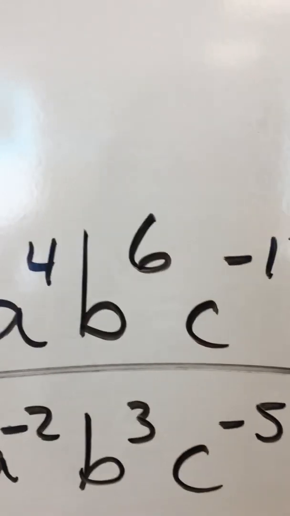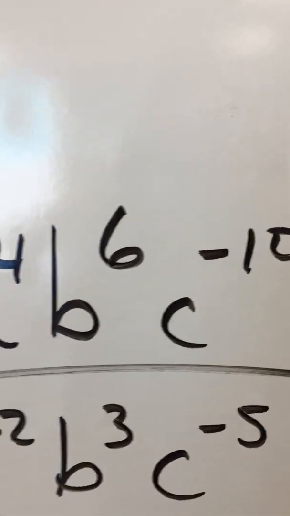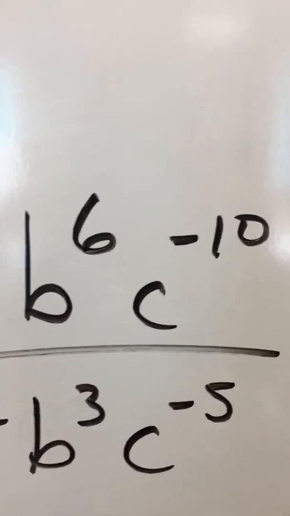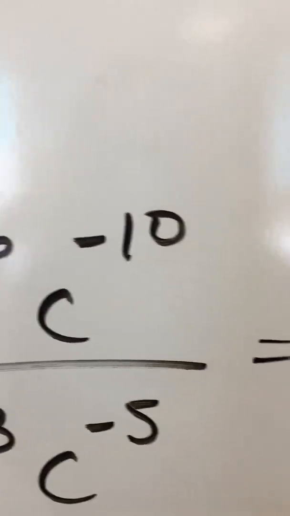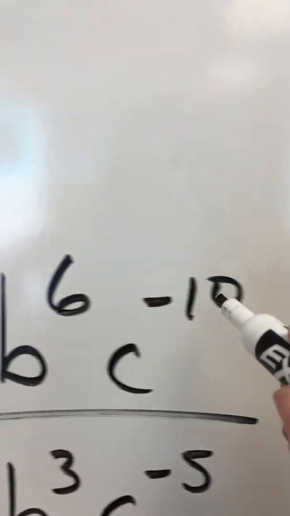The a to the 4 can stay where it is because it's a positive exponent. The b to the 6 can stay where it is. It's a positive exponent. The c needs to go to the bottom. So I'm going to put the c down here on the bottom. So I'm just rewriting them over here. A4 and b6 stayed on top. C went down to the bottom.